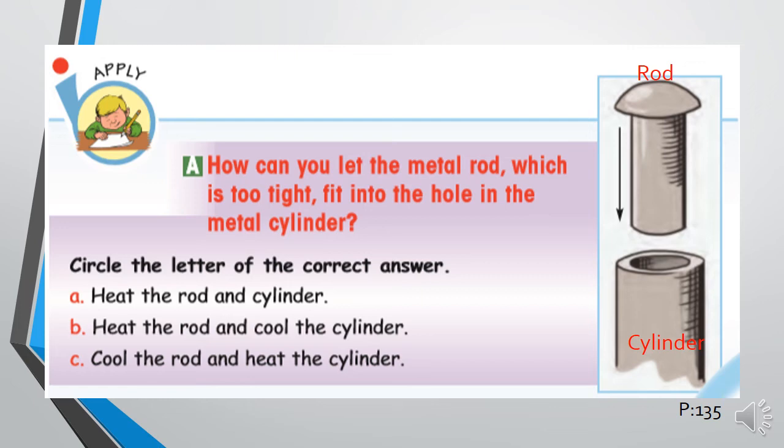If I heat the rod, it will increase in size. The same, if I heat the cylinder, it will increase in size. So I am not able to put them together. Now, part B. Heat the rod and cool the cylinder. If I heat the rod, it will expand, it increases in size. But if I cool the cylinder, it contracts and decreases in size. So the first one is big, the next one is small.